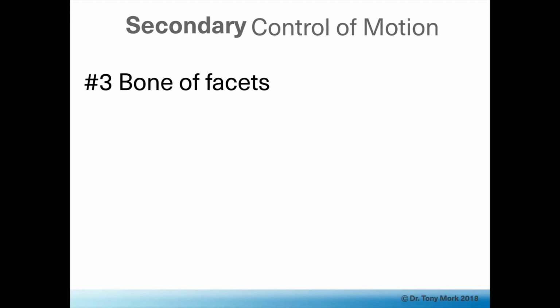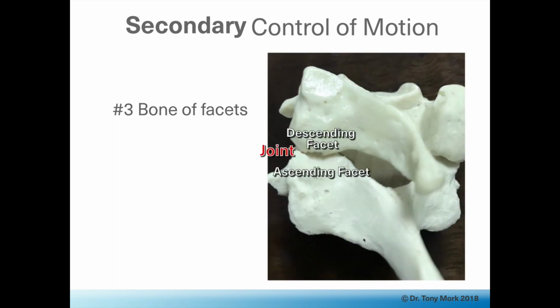Well, let's talk about the secondary control of motion, and that's actually the bone of the facet joint. So if you go past the muscles in terms of control, if you tear the capsule, for example, the next stop, the bony stop, is actually the facet joint or the bone itself, which is comprised of the descending facet as well as the ascending facet, and they look kind of like roof shingles on each other.